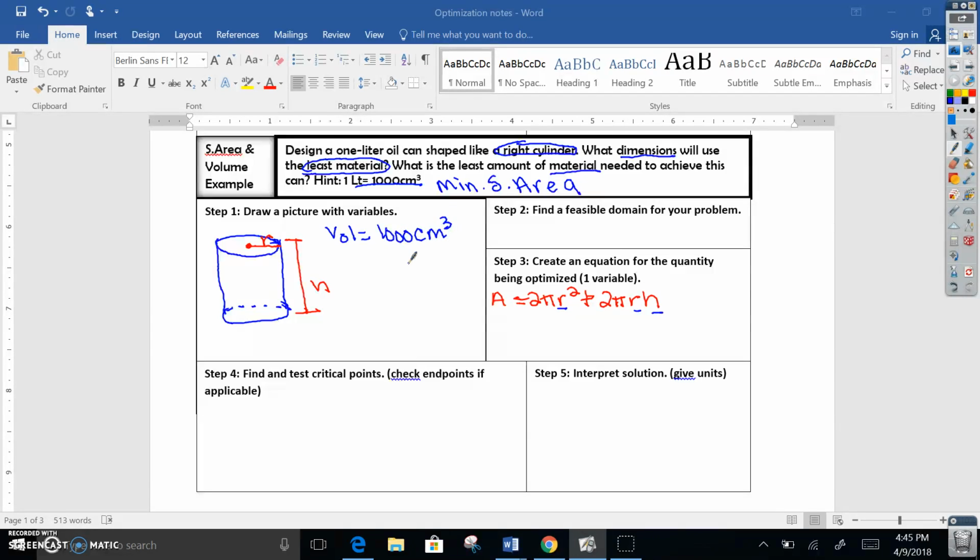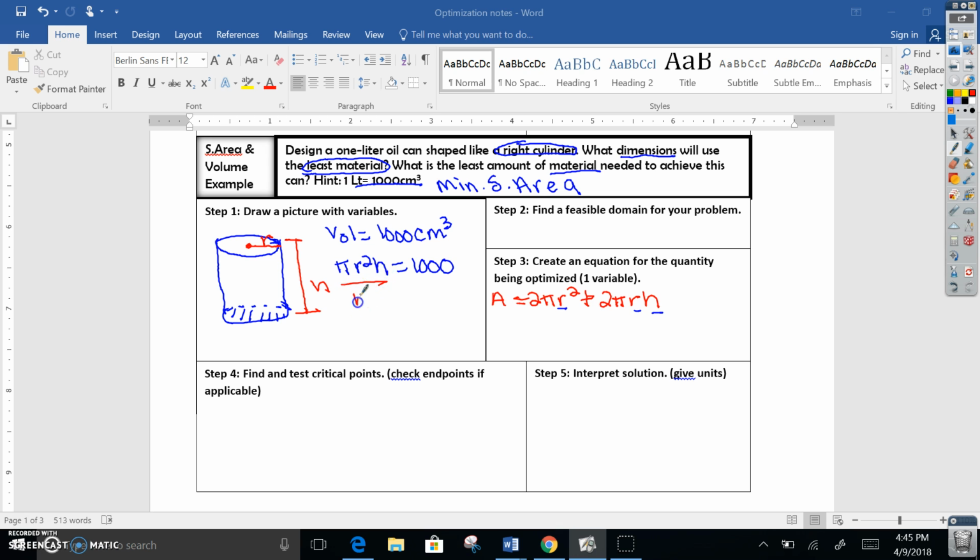And you can look up the volume of a cylinder, but it's basically the area of the base, which happens to be a circle, times the height. So that's pi r squared times h has to equal 1,000 centimeters cubed. If we do that equation, I have a choice. I can either solve for r, which has a square on it, or h, which is all by itself. And you're going to see right away that it's easier to solve for the h.